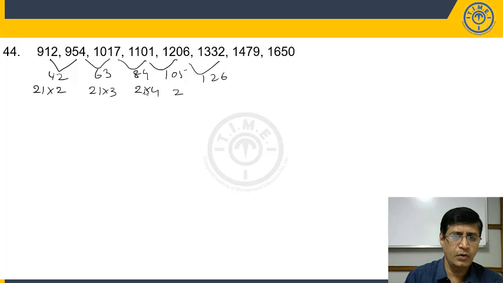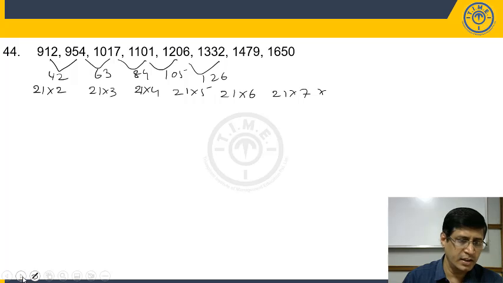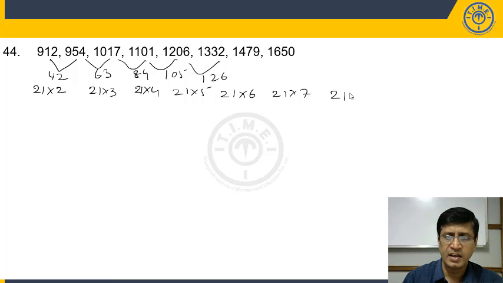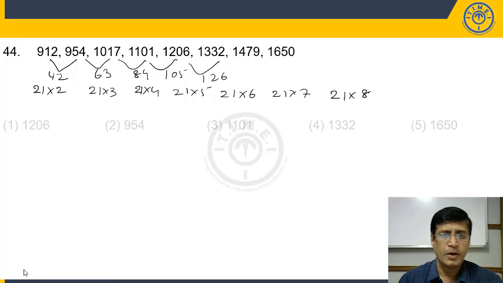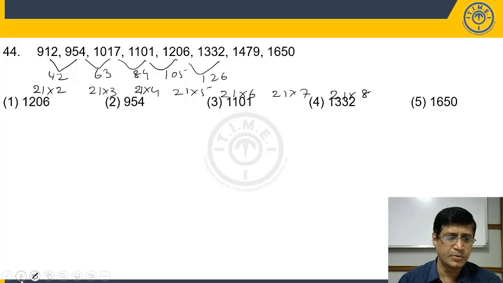Now if you observe this series carefully, here it is 21 into 2, 21 into 3, 21 into 4, 21 into 5, 21 into 6, 21 into 7, 21 into 8. Am I right? So it is following a series of 21 into 2, 3, 4, 5, 6, 7 and 8. Whereas what is the answer for this? Now which answer is wrong here? Now just find out.